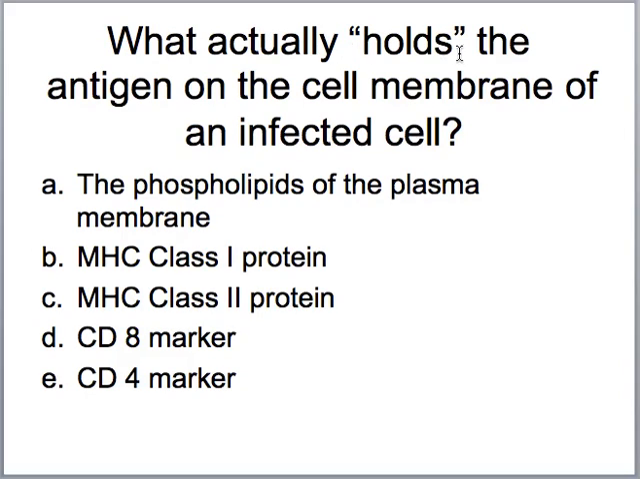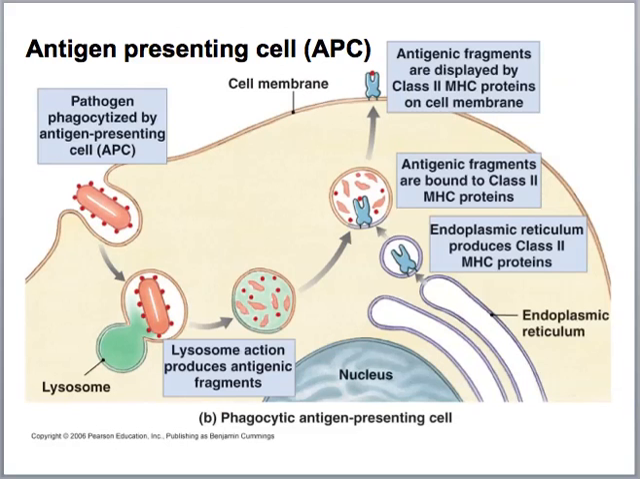So the question is, what actually holds the antigen on the cell membrane of an infected cell? Is it the phospholipids of the plasma membrane? Is it class 1 MHC protein? Is it class 2 MHC protein? Is it the CD8 marker or the CD4 marker? I'm going to let you think about that yourself. I think you know the answer.